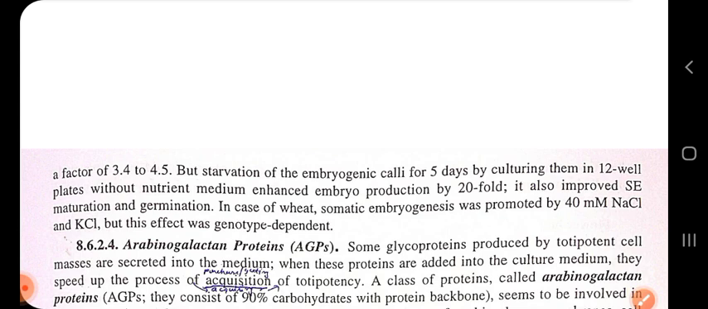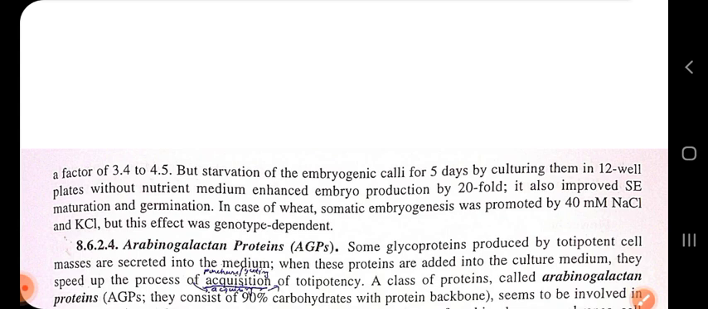Culture of embryogenic calli, means callus, on half strength MS medium. Half strength MS medium means all the constituents used in the MS culture medium are used at half the composition. That means if we use 8 gram of sugar as a carbon source per liter of MS medium, here we will use 4 gram. So half strength MS medium means this.